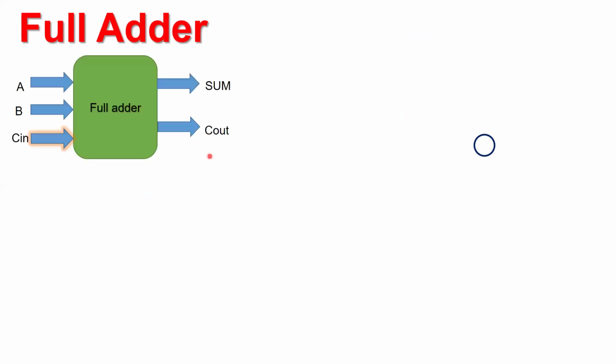Now, the full adder should take into account the carry generated from the previous addition, and we'll see how it does that. Instead of two inputs, it is now going to receive a third input. This third input, C in, indicates the carry generated from the previous addition being fed into the circuit. That's why it is called a full adder, and now it has three inputs. Obviously, it will have sum and C out, that is, the sum and the carry out are its outputs.